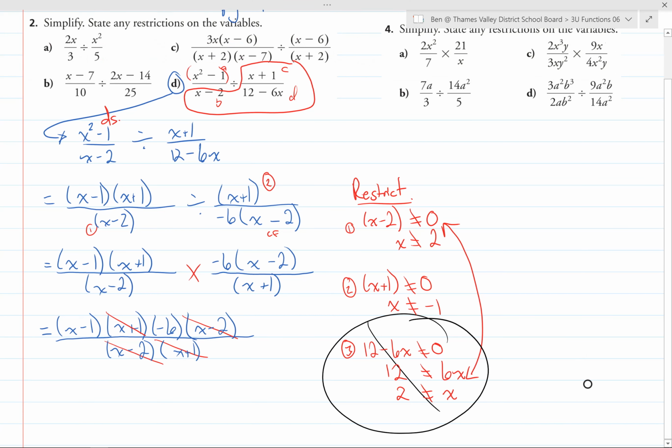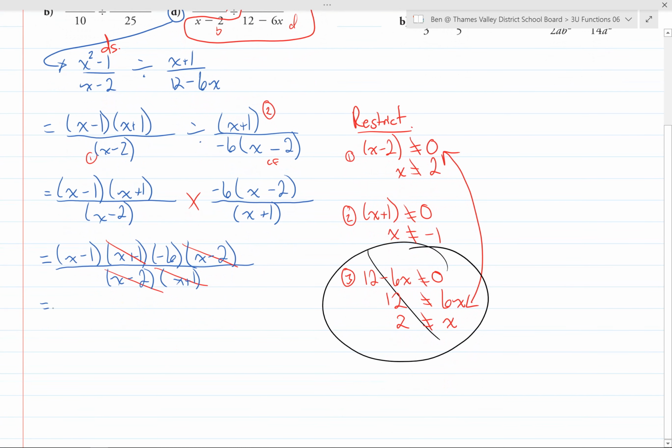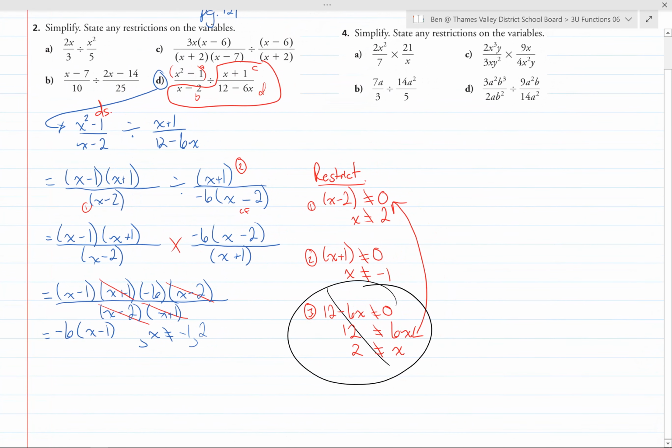So I can restate this, and I'm going to push my negative 6 factor to the front. Negative 6 times x minus 1 is my final answer. Because it's my final answer, I need to restate my restrictions. X is not allowed to equal negative 1 or 2. Perfect. That looks pretty good.